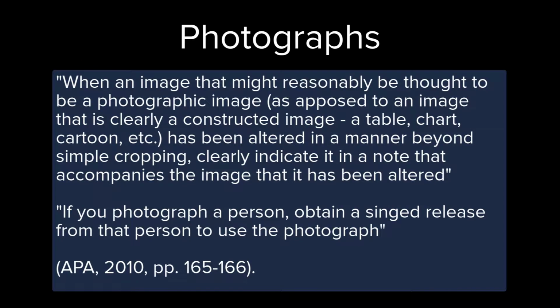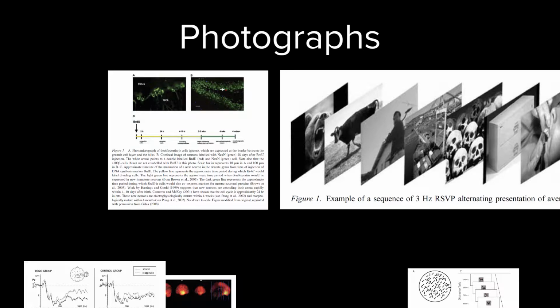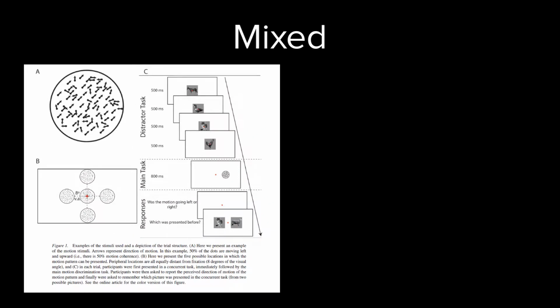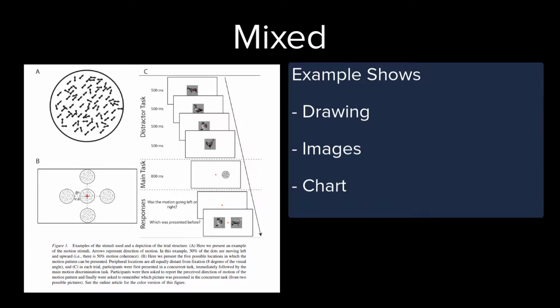When an image that might reasonably be thought to be a photographic image, as opposed to an image that is clearly a constructed image, table, chart, cartoon, etc., has been altered in a manner beyond simple cropping, clearly indicate in a note that accompanies the image that it has been altered. Now, if you photograph a person, obtain a signed release from that person to use the photograph. For your project, you might not need a release, but you might need permission while respecting individual privacy. Complexity of information will produce mixed media, such as this example of a drawing that has images as part of a flowchart.